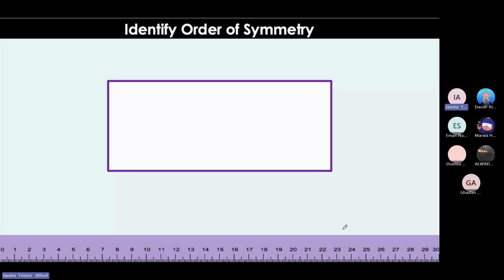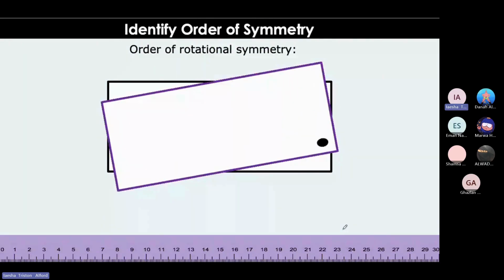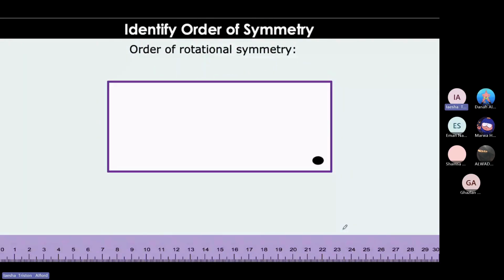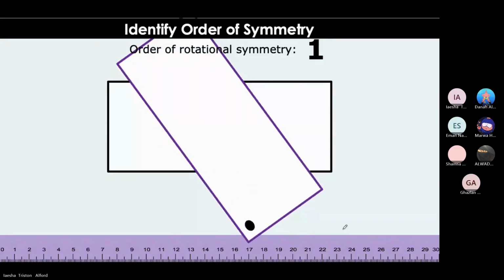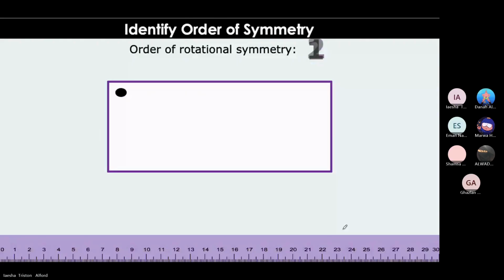So here, I like this one, so I'm going to show you again. Watch the dot. We want to see the order. How many times can we turn this rectangle to match it? So that was one turn. If I turn it again, it will be back at the beginning. So we say that this has an order of 2, because I can make 2 turns to match everything exactly.